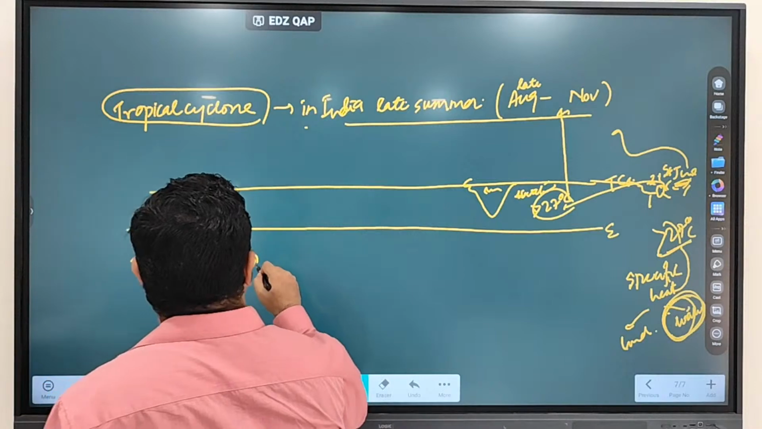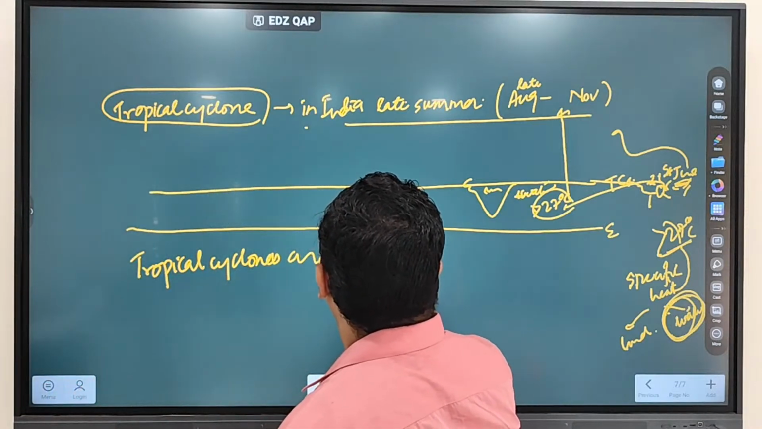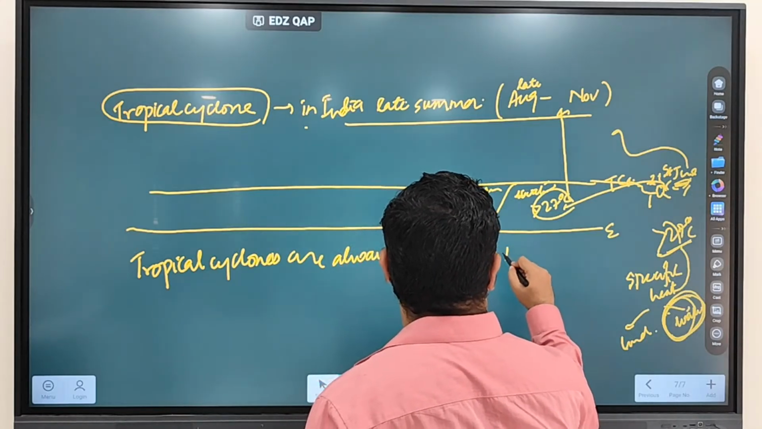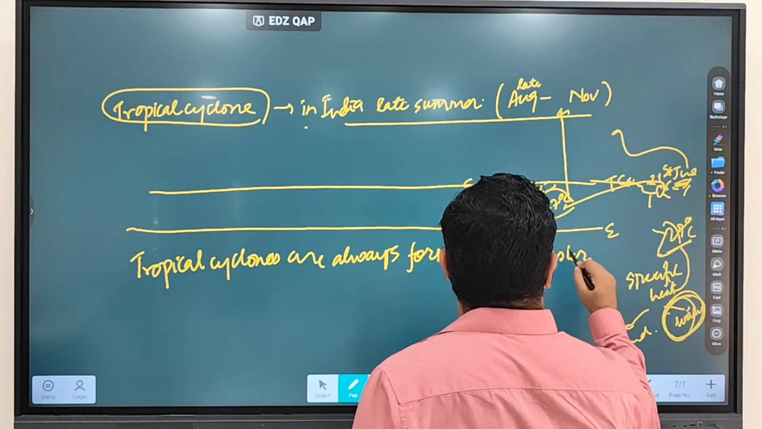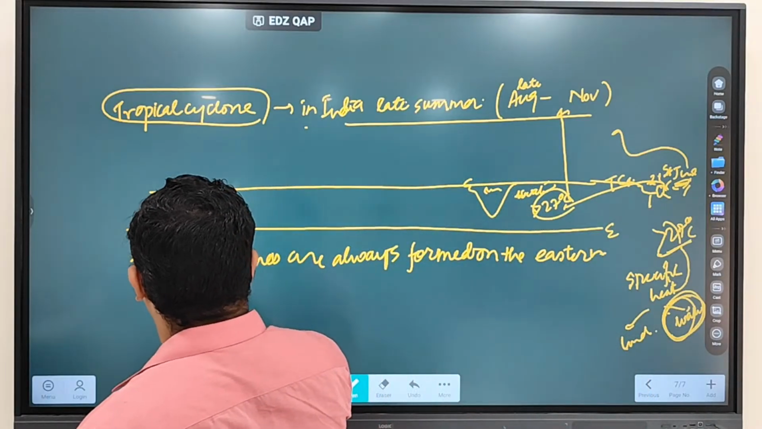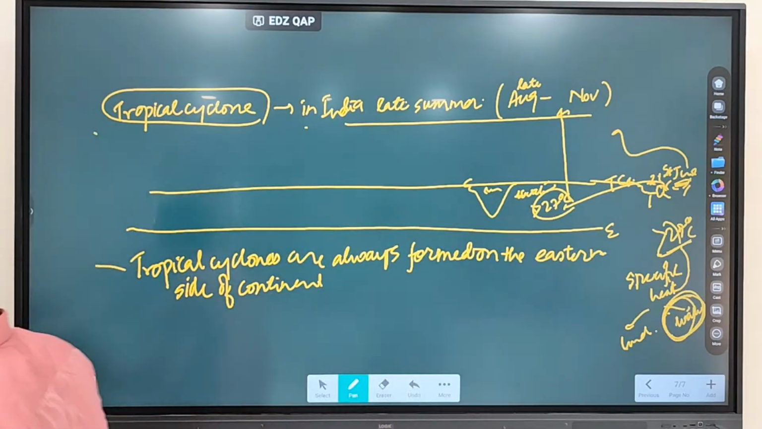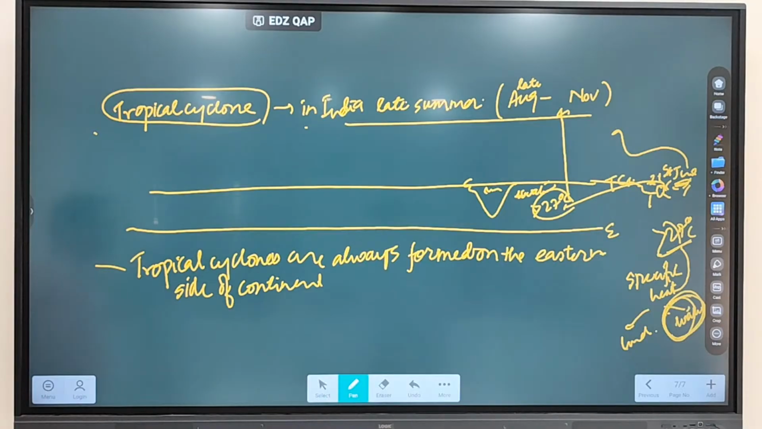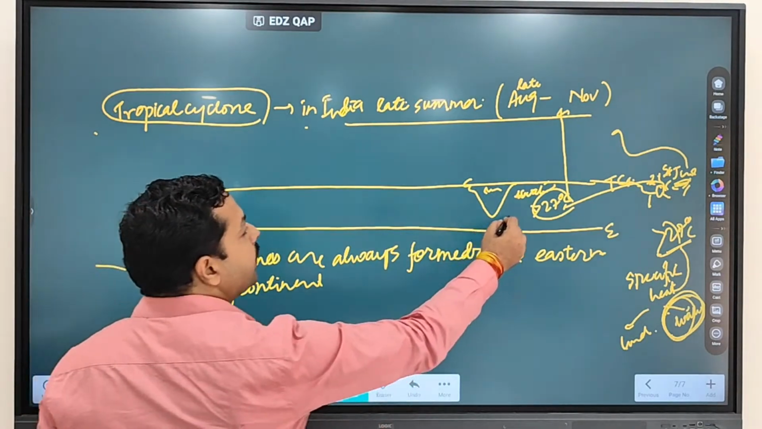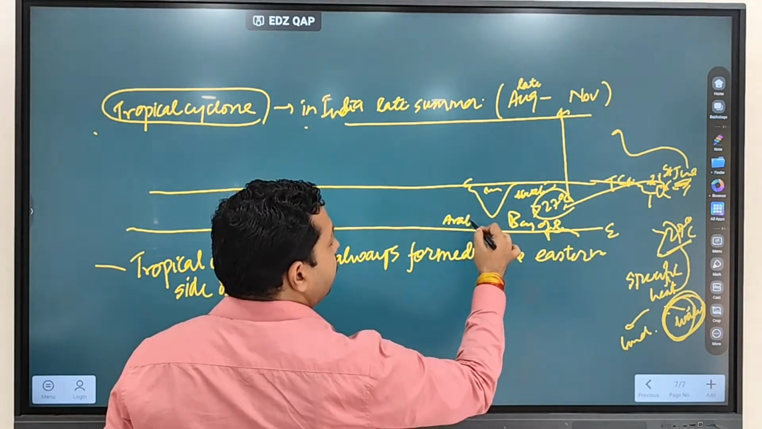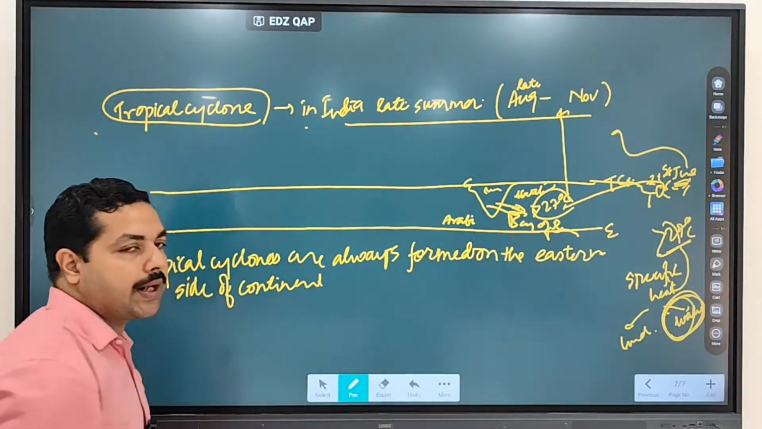Fine. Another important thing: tropical cyclones are always formed on the eastern side of the continent. Why are tropical cyclones always formed on the eastern side of the continent? So the frequency of cyclones will be more in the Bay of Bengal as compared to what? Arabian Sea. It is more found on the east side of the continent.